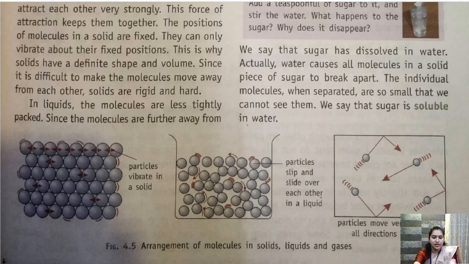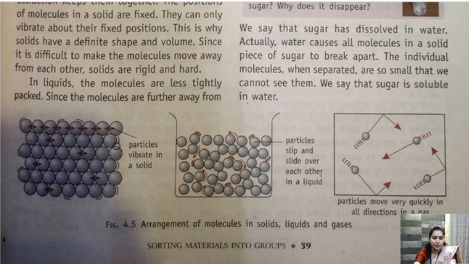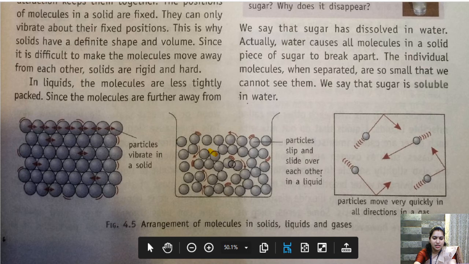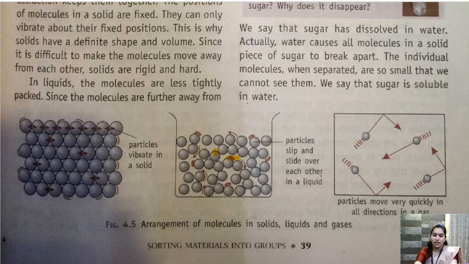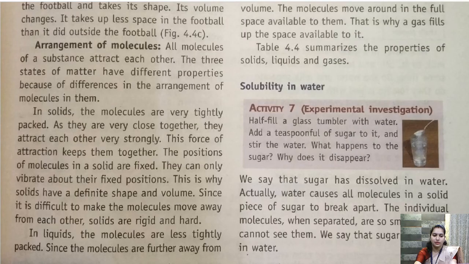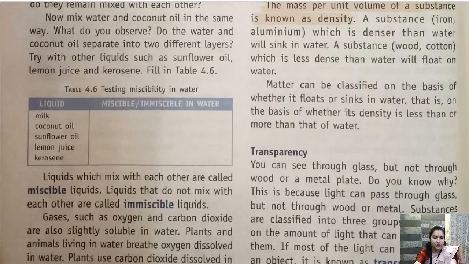Then we have different arrangements of solid, liquid and gas. Like this is the arrangement of solid with no spacing between the molecules. Then we have liquid, there are some spaces between the molecules, but in gas they are free flowing and we have ample amount of spaces. So this was about the arrangement of molecules in different states. Then we have talked about solubility. So for solubility we have two different types of liquid. One is miscible liquid, another is immiscible.